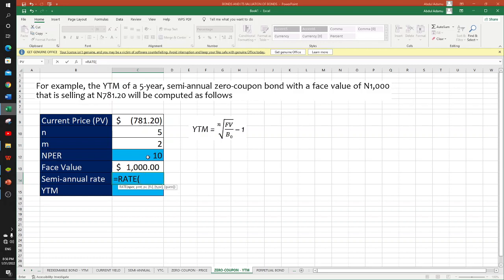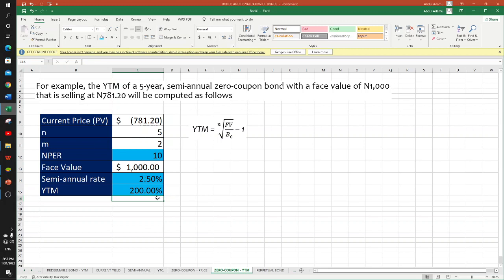The period is this, the payment is zero coupon, the present value is this, and the face value is 1000. Now, the 2.5 is the semi-annual rate every 6 months. If you want to have yield to maturity, all we do is multiply this times the number of periods, which is the 2, enter.